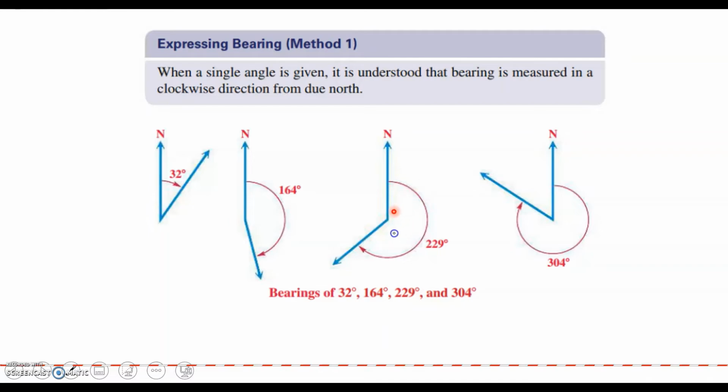This third one here is a bearing of 229 degrees. You start with this north line, you measure 229 degrees clockwise, and that's where you create your second line. The fourth one is a bearing of 304 degrees. So you always start with the north line, and then you measure 304 degrees in the clockwise direction, and you create your second line. So this is the first way that you can measure bearing.